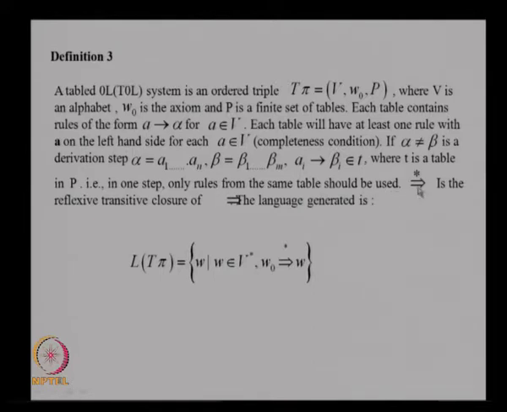Now, as usual, double arrow star will represent the reflexive transitive closure of this. The language generated is denoted as L(G). w belongs to V star, w0 derives w. That is, starting from the axiom you should be able to derive a set of strings. If w is derivable from the axiom, then w belongs to the language generated by the system.